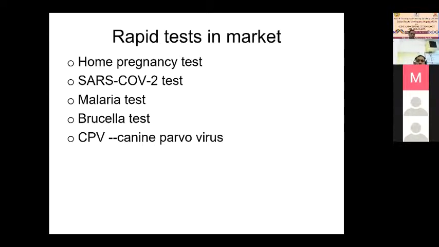Recently, during the SARS pandemic, these rapid tests, the SARS-CoV LFA test, played an important role. Initially, there was some problem with some of the test kits, but later on we found that they are good and very helpful. For rapid diagnosis of CoV, there are malaria tests available in the market, and the canine parvovirus test is also available in the market. The Brucella test is also available in the market for animals and humans.